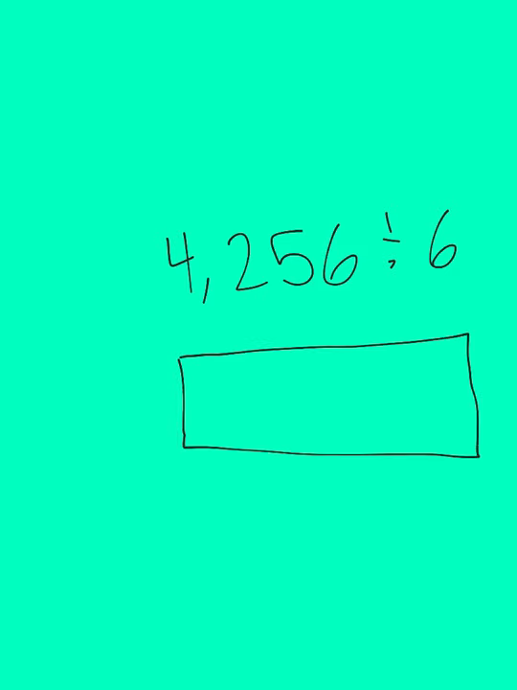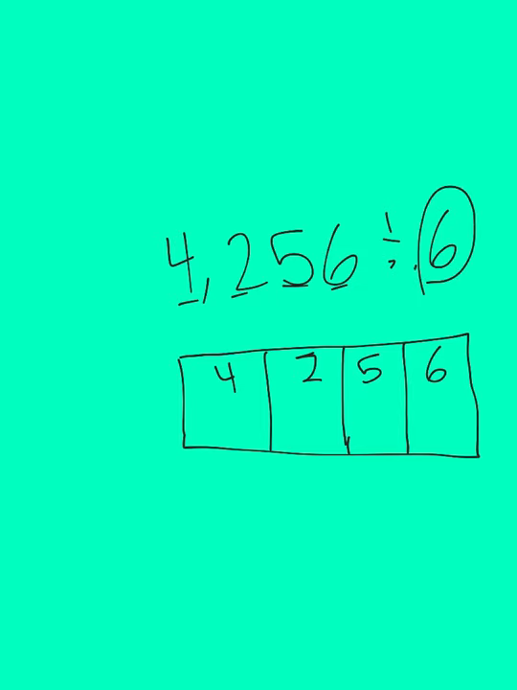To do my box method, I need to draw a rectangle, and then split that rectangle into however many sections you have digits in your number. I have 4 digits in my number, so I'm going to put 4 sections in my rectangle. I'm going to write 4, 2, 5, and 6, and then put the 6 that I'm dividing by over on the side right here. I'm going to make my boxes a little bigger just so I have plenty of room.